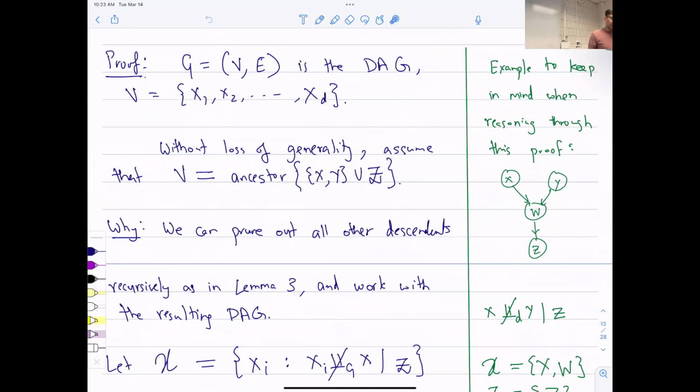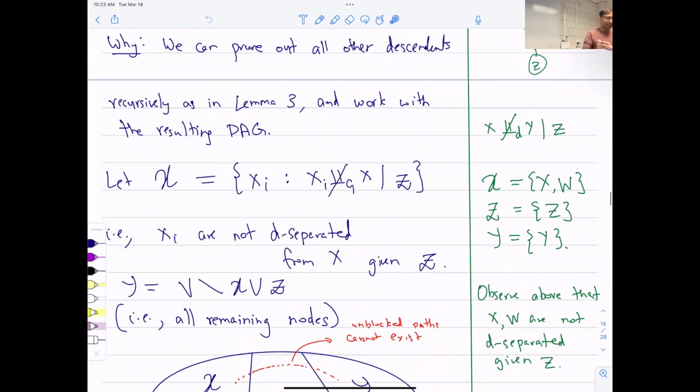First, without loss of generality, we can assume that the nodes we care about are just X, Y, Z, and look at the ancestrals associated with it. But prove out everything else, it doesn't matter. Okay, that's what basically our first two lemmas were talking about. So I can just recursively start proving things out and just work with that set of nodes.